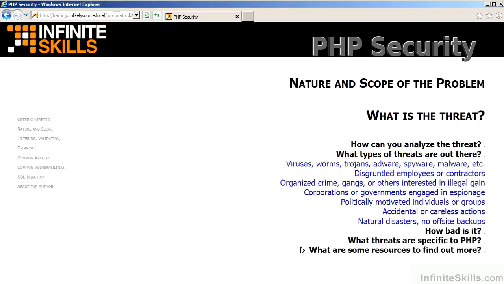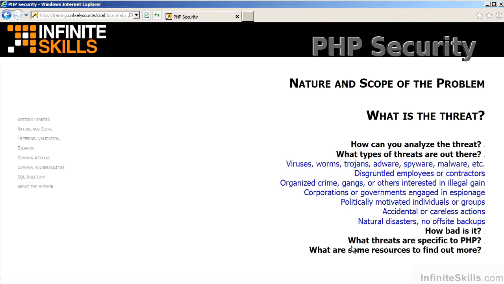What types of threats are out there? These include automated threats, which oftentimes come from exploit kits. They could include viruses, worms, trojans, adware, spyware, malware, and others. The threat could take the form of disgruntled employees or contractors. It could be criminal in terms of organized crime, gangs, or others interested in illegal gain. The threat could take the form of espionage, companies spying on companies, or even governments involved in espionage.